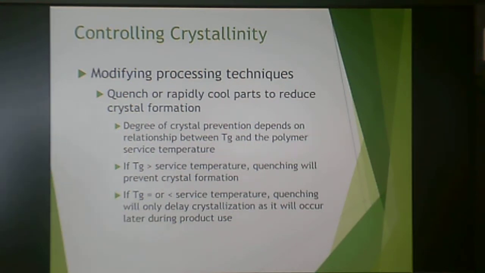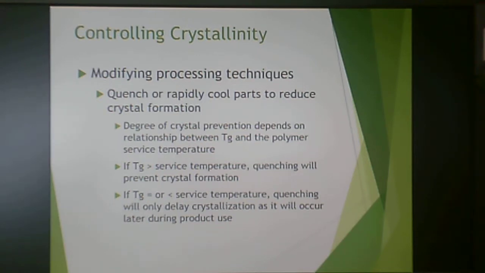Now, crystallinity in a semicrystalline polymer can also be controlled, and that is important. There are ways to modify your processing or post-processing to affect crystallization. So crystal prevention depends on a relationship between Tg and the polymer surface temperature. If you're trying to prevent crystallization, in other words, you're trying to keep something clear or more flexible, you want to prevent some crystallization.